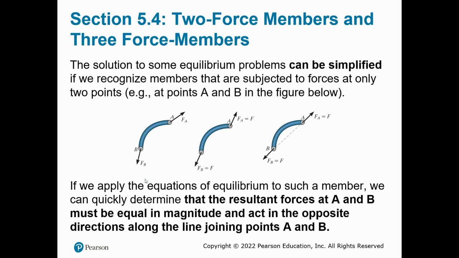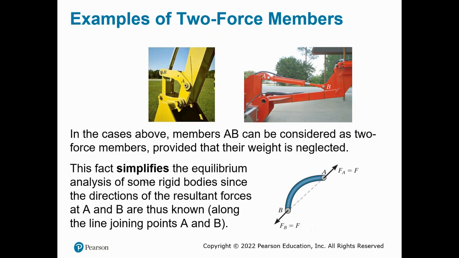The solution to some equilibrium problems can be simplified if we recognize members that are subjected to forces at only two points. For example, we have point A and point B in the figure below. If we apply equations of equilibrium to such a member, we can quickly determine that the resultant forces at A and B must be equal in magnitude and act in the opposite direction along the line joining point A and B. Here's a real life example.